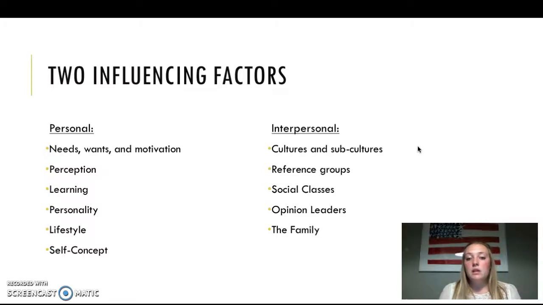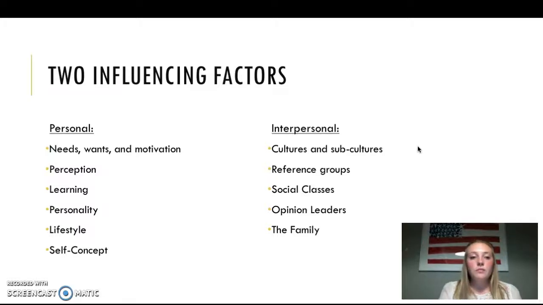And then the family is your family. An interesting aspect of the family is what the book calls the family life cycle, which is basically how your hospitality service purchasing changes throughout your life. When you're a newlywed, your purchasing is going to be different than when you're retired or when you have kids and stuff like that.